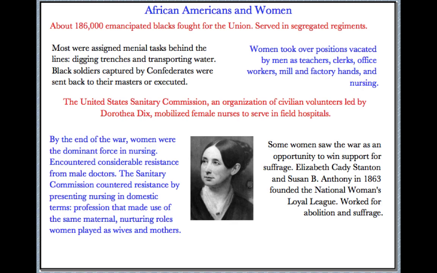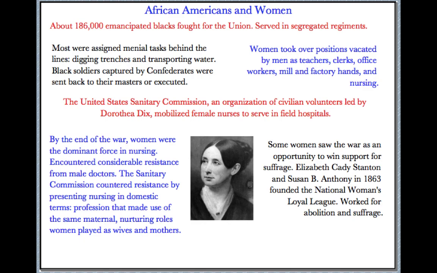There are a couple of really good slides here that are going to help you with precise information, and I think this number is really interesting. About 186,000 emancipated blacks fought for the Union, although they served in segregated regiments. Most were assigned tasks like digging trenches, etc. Black soldiers captured by Confederates were sent back to their masters or executed. So that is quite the risk that freed blacks were taking fighting for the Union.